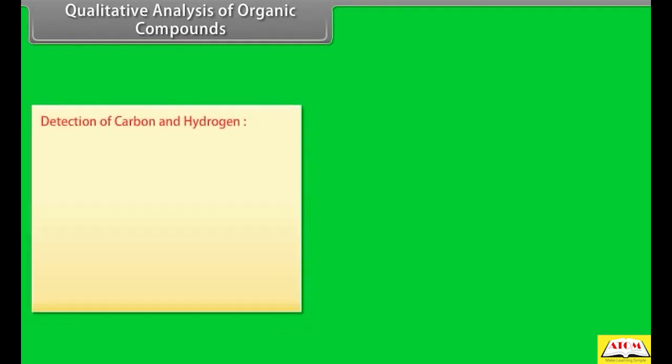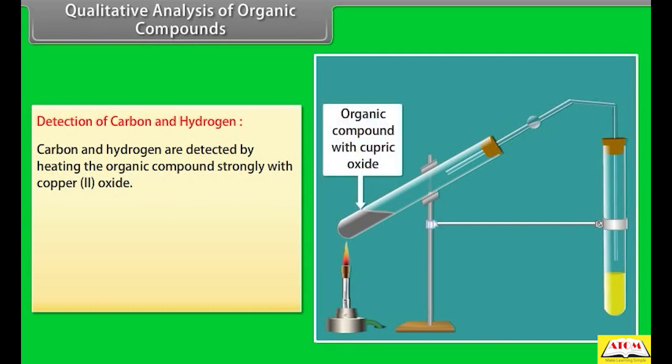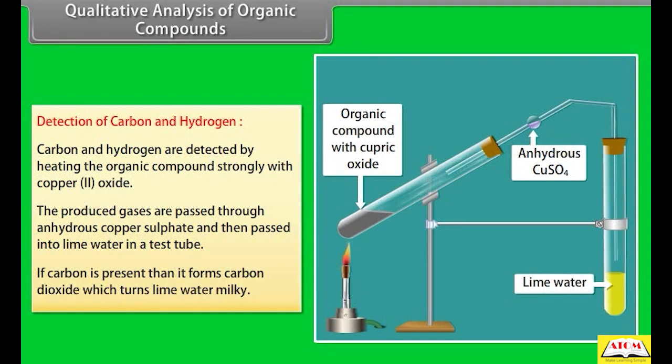Qualitative analysis of organic compounds. Detection of carbon and hydrogen. Carbon and hydrogen are detected by heating the organic compound strongly with copper(II) oxide. The produced gases are passed through anhydrous copper sulfate and then passed into lime water in a test tube. If carbon is present, it forms carbon dioxide, which turns the lime water milky.